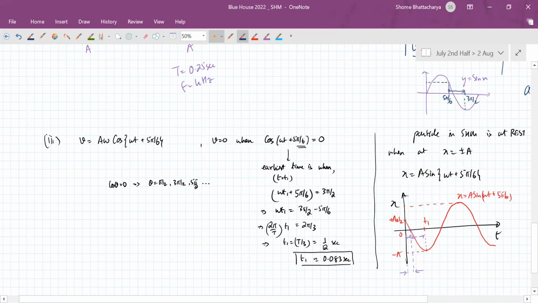So this distance from here to here, in terms of change in angle, is 3 pi by 2 minus 5 pi by 6. So if this whole time from here to here is t1, you can see that omega t1 has to be equal to this quantity, the difference between 3 pi by 2 and 5 pi by 6. Because the quantity in this bracket is equal to 5 pi by 6 at t equal to 0, and it is equal to 3 pi by 2 at t equal to t1. So this is how you understand this equation, which we have written here also, visually from the graph.